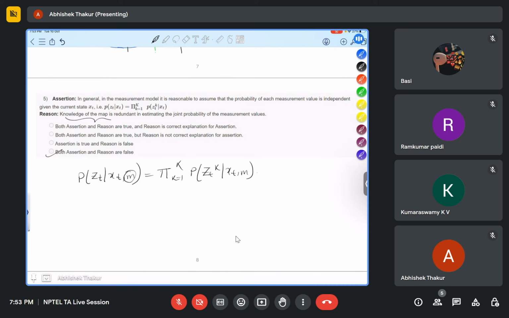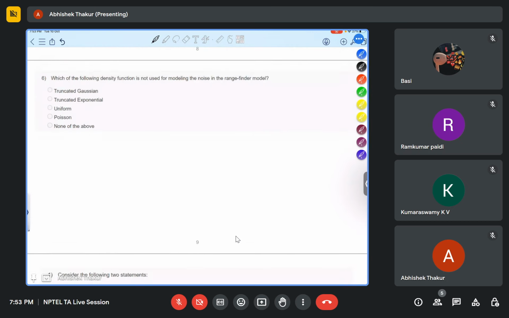So the knowledge of the map should be there. It is dependent on this. Okay. The question asks which of the following density functions is not used for modeling the noise in the range finder model. So Gaussian, exponential, uniform, these three are used. Poisson is not used. So the correct option is Poisson.